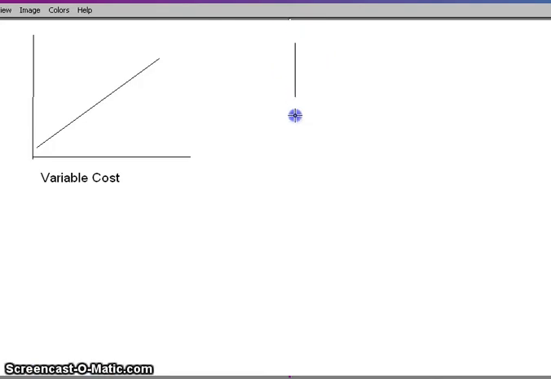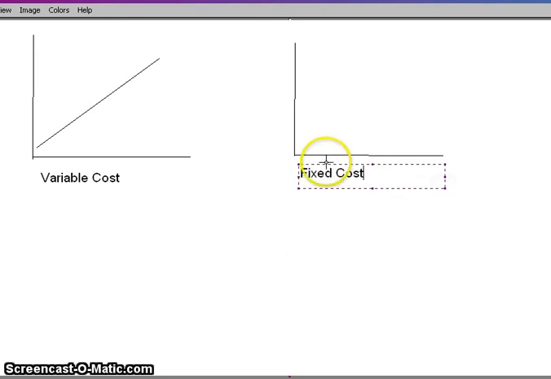Now let's look at our next type of cost behavior, which is a fixed cost. A fixed cost does not change based on the level of activity. So whether you make 0 product or whether you make 10 products or 30,000 products, the cost is going to remain the same. So a fixed cost graph is going to look something like this. Get my line.